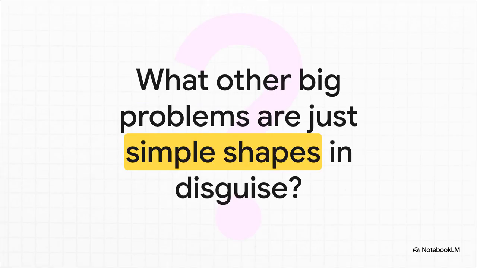And that kind of leaves us with one last, really fascinating question to think about. If the errors in our complex algorithms and our physical models have a hidden atomic geometry, what other huge problems in our world, in economics, in biology, maybe even in our own thinking, are actually just simple shapes, waiting in disguise for us to find them?